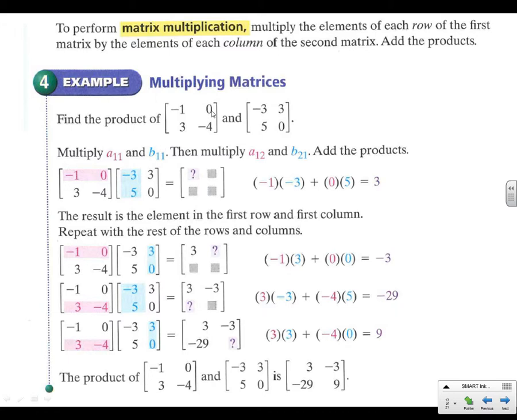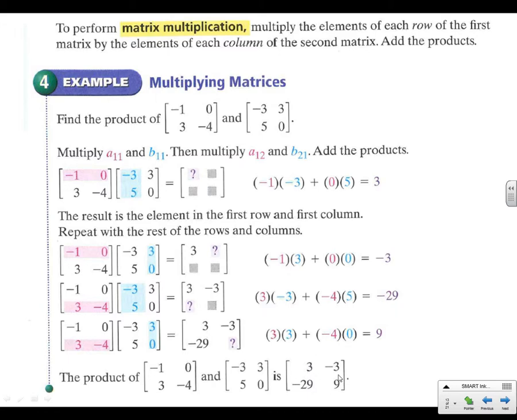The first row is negative 1 and 0. The first column is negative 3 and 5. We're going to multiply corresponding parts. So the first number times the first number. Negative 1 times negative 3 is 3, plus the second number, 0, right? 0 times the second number, 5. 0 times 5 is 0. Negative 1 times negative 3 is 3, so we just get 3. That's the new answer for the top left number of our multiplied matrix.